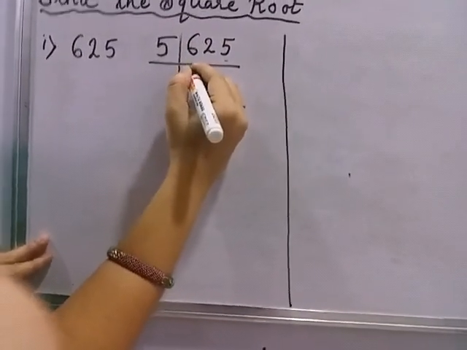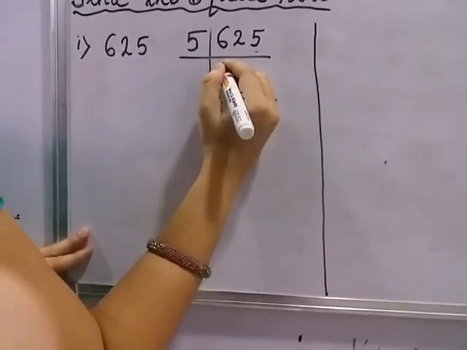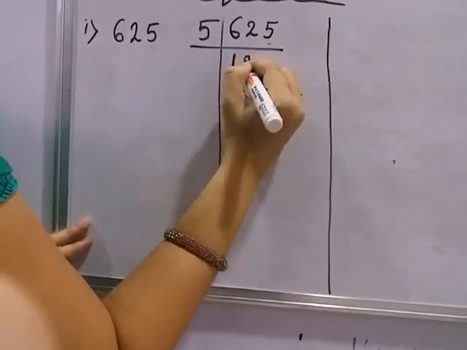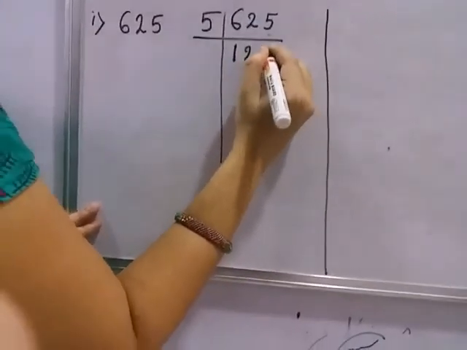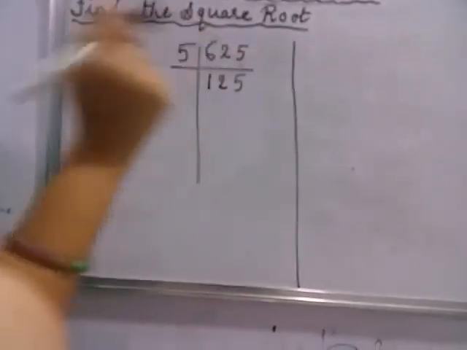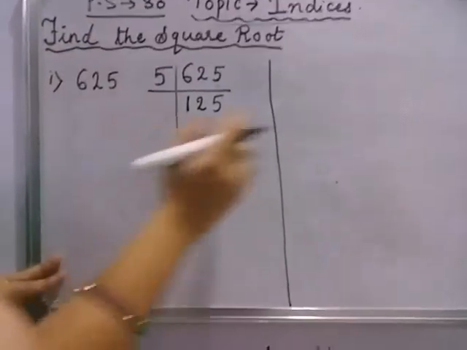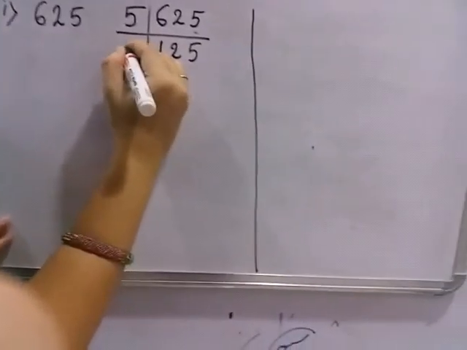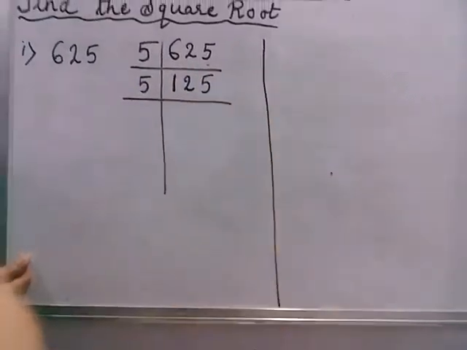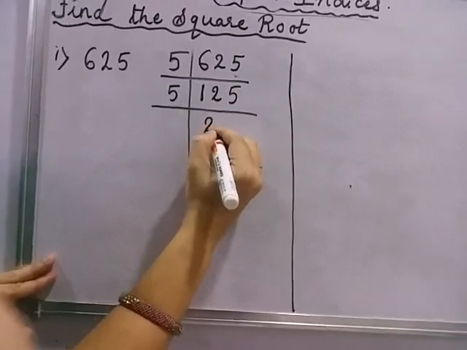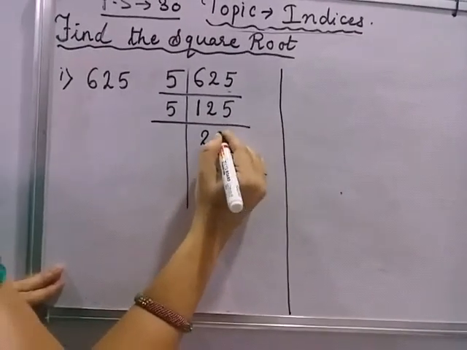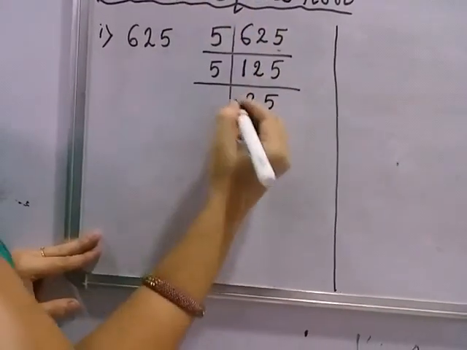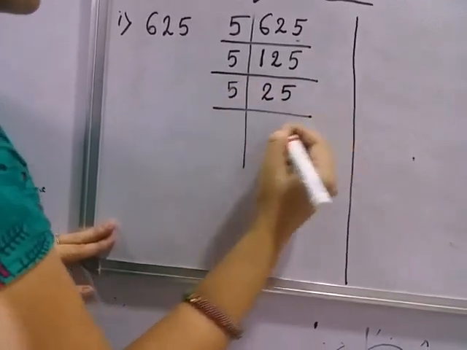So what is the answer we'll get here? 5 ones are 5, then 5 twos are 10, and then 5 fives are 25. If you are not comfortable doing this directly with oral division, you better do it in rough. Now 125, again it is divisible by 5. What is the answer we'll get? 5 twos are 10 and 5 fives are 25. Okay, again 25 is divisible by 5.